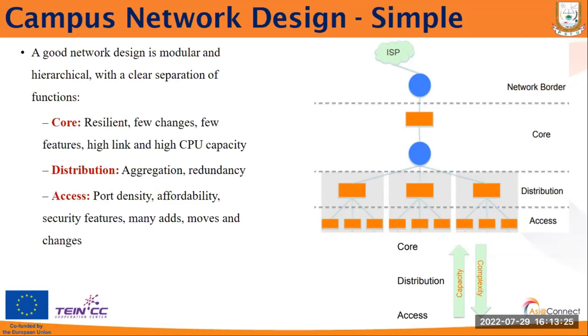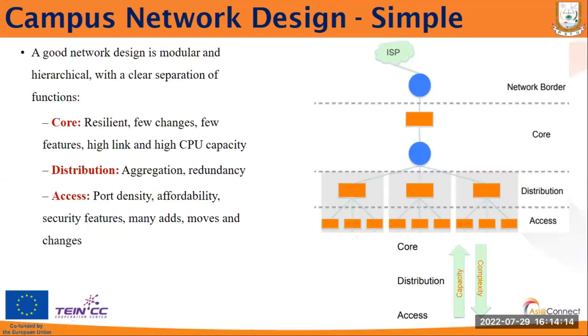The core layer is the network backbone. I think you all know what a backbone is, right? It gives us strength, the strong point. So it connects several layers of the campus network. The core layer serves as the aggregator for all of the other campus blocks and ties the campus together with the rest of the network. And what is the primary purpose of this core layer? The primary purpose is to provide fault isolation and high speed backbone connectivity.